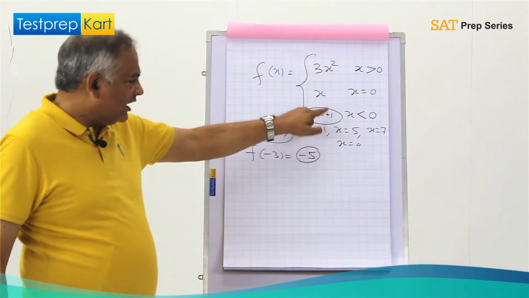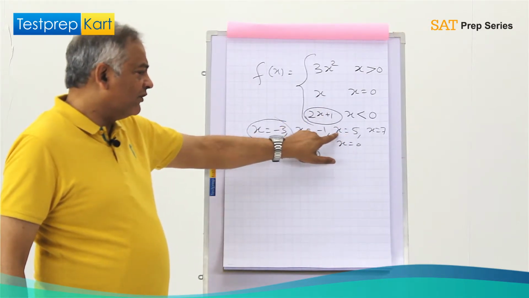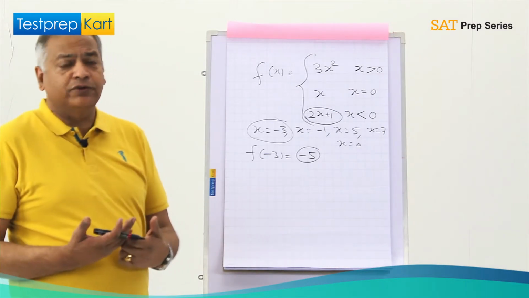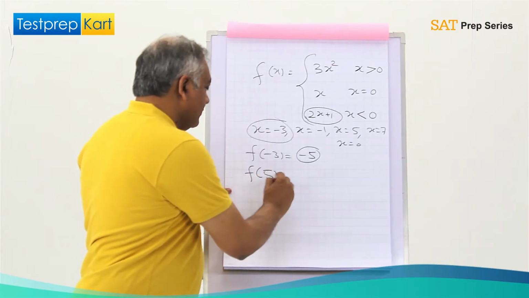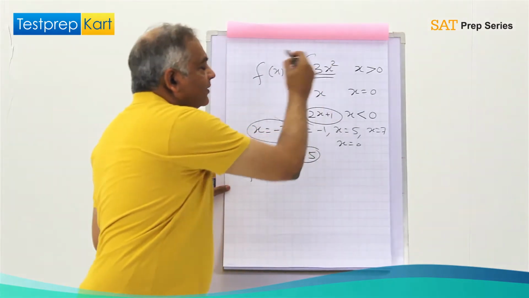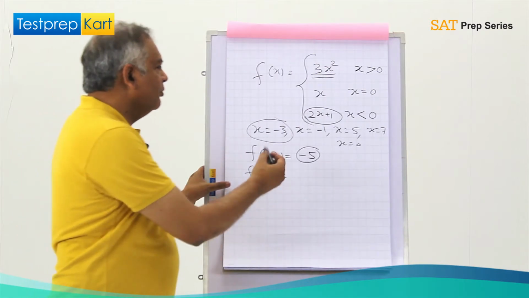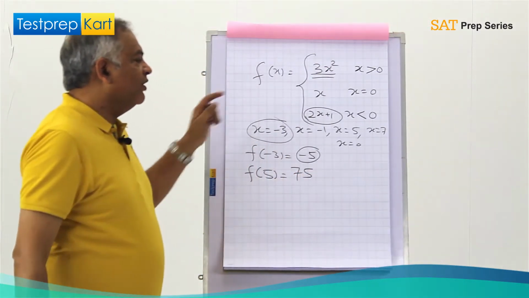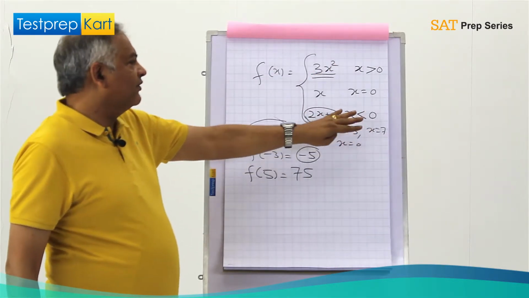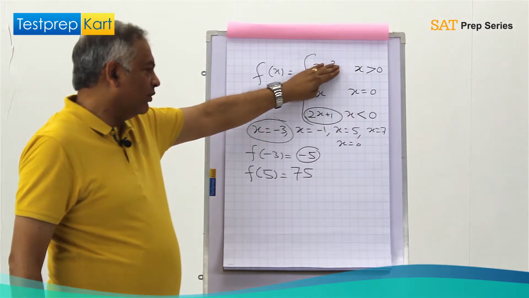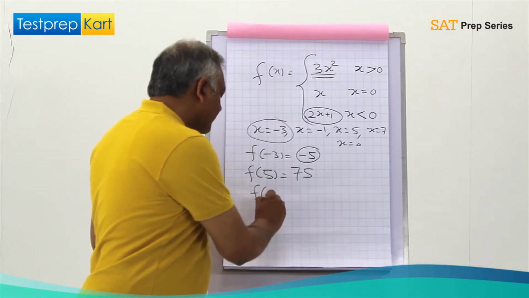Similarly, for -1 also, again I will use this definition only. For x equal to 5, not this definition, because x equal to 5 satisfies the condition that x is greater than 0, and therefore one has to use this one. For getting f of 5, you should take this function value, and therefore I'll plug in x equal to 5 here, and that will give me 75. Similarly, for x equal to 7 also, you have to choose the one where x equal to 7 satisfies the condition, so again the first one only. For x equal to 0, you take the second one, and therefore f of 0 will become 0.